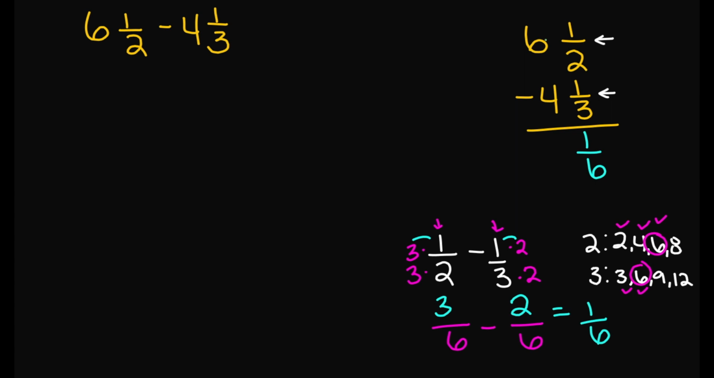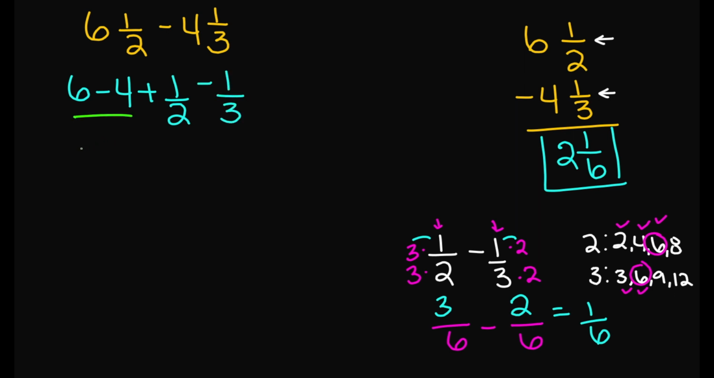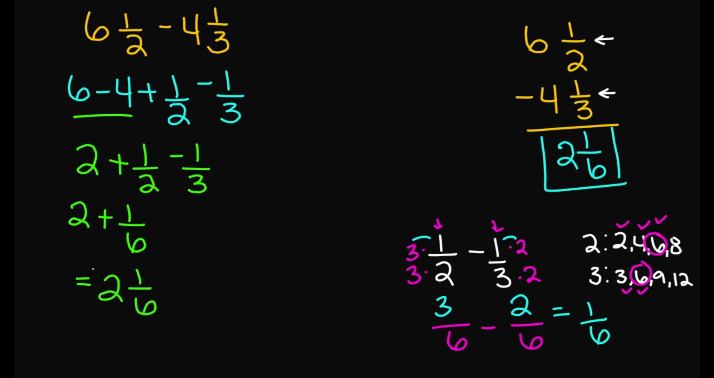And then when you subtract your whole numbers, your 6 minus 4, this is going to equal 2. So your answer here is 2 and 1/6. So let's say you wanted to expand this. So 6 minus 4 plus 1 over 2 minus 1 over 3. 6 minus 4 is 2, and then plus 1 over 2 minus 1 over 3. You're going to get 2 plus 1 over 6 as your answer. And then here you're going to do 2 and 1/6, and this is your final answer.